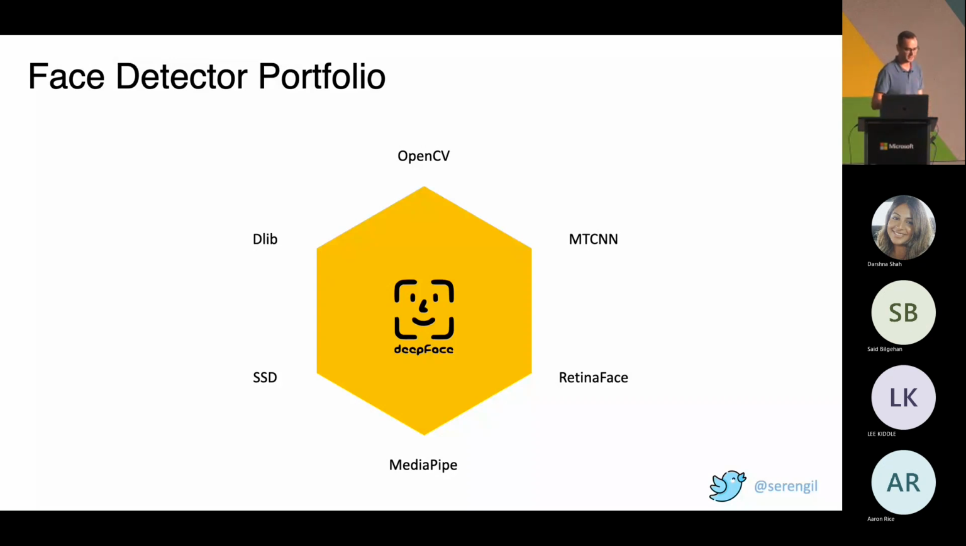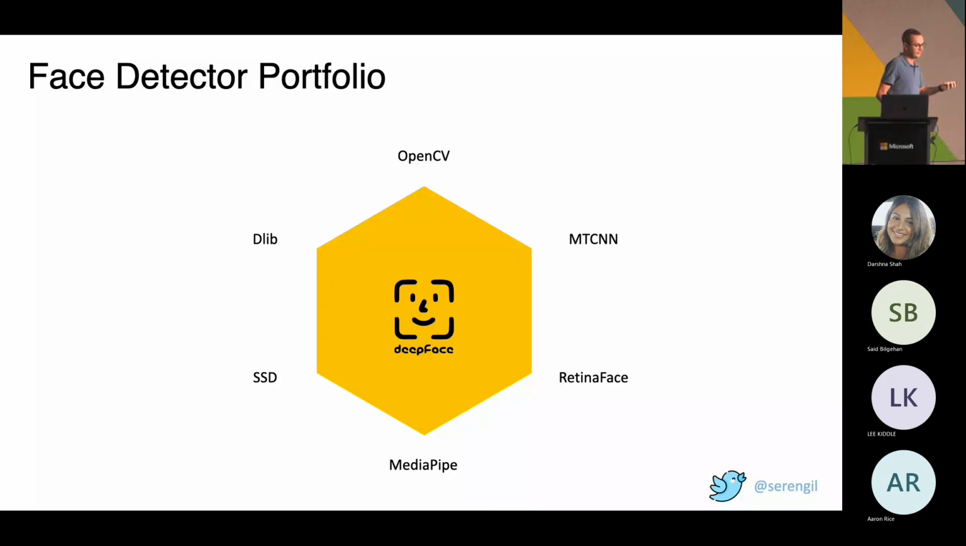Both OpenCV and DLib are very common, but their face detection models are not based on deep learning technology. Actually, DLib wraps two face detection models: one is deep learning based, and one is the legacy one.